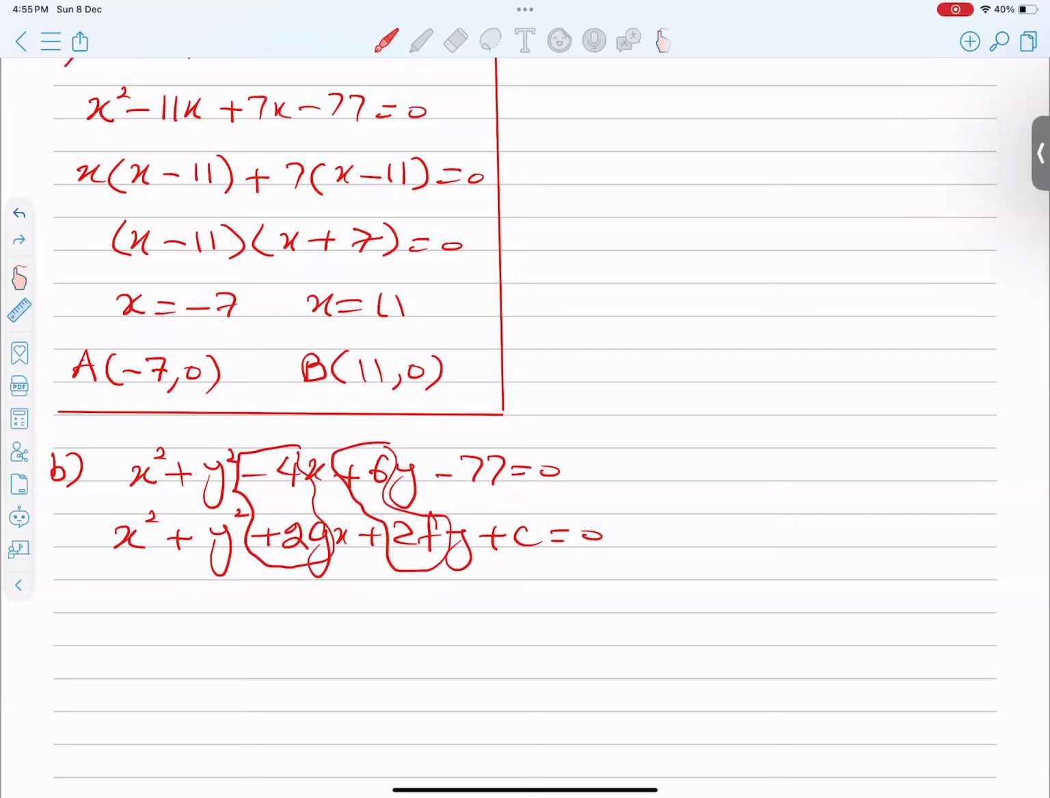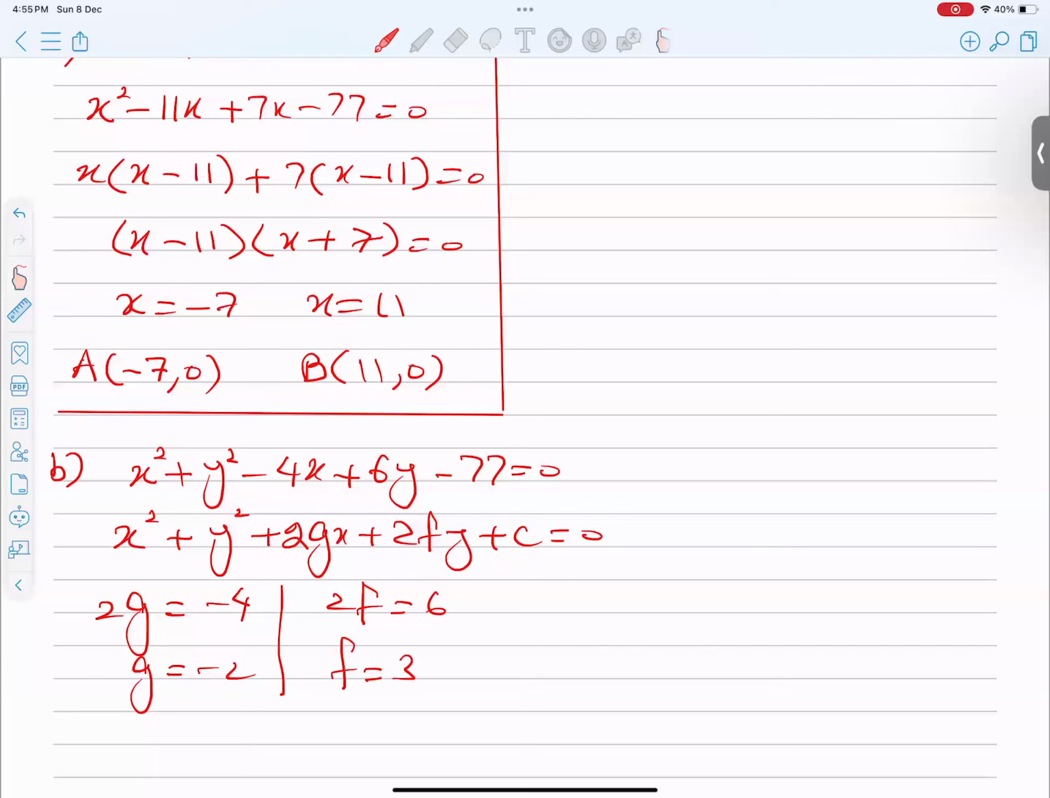I believe it is nothing hard. So 2g equals minus 4, divide by 2, I get g equals minus 2. 2f is equal to 6, so f is equal to 3. The c value is naturally minus 77. Though the radius is not asked, I think there's no need to go for the radius even.